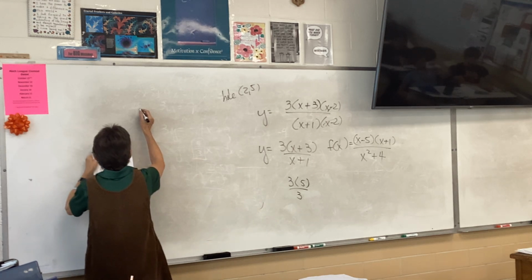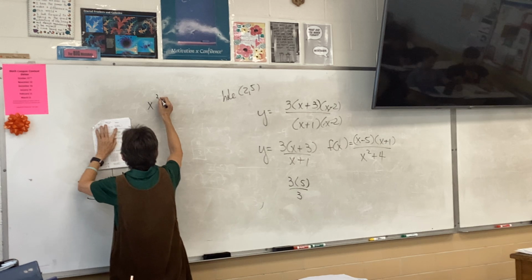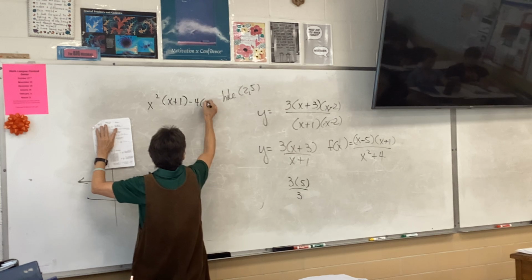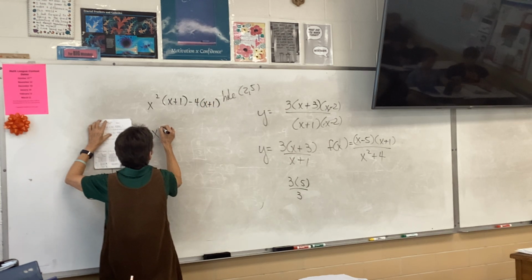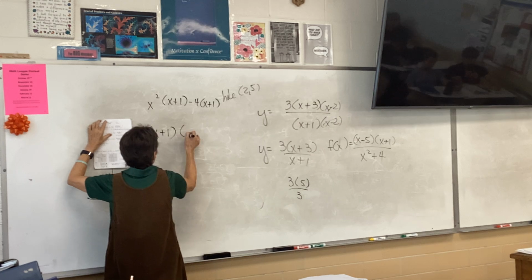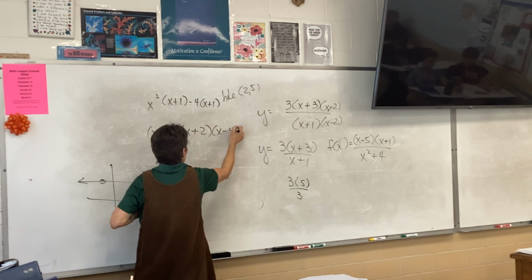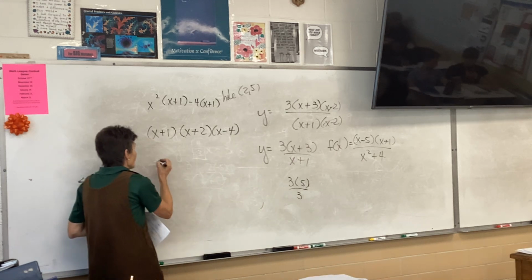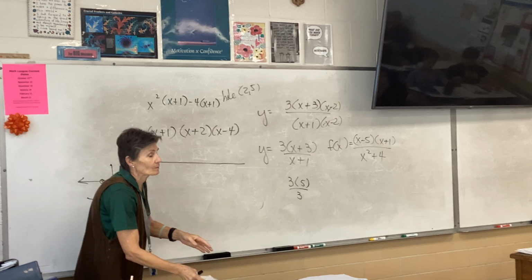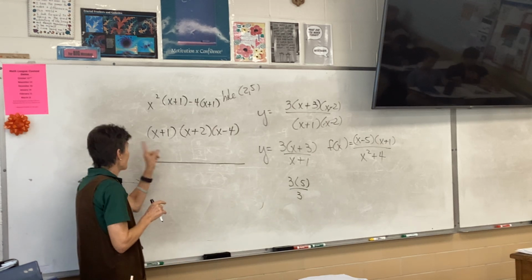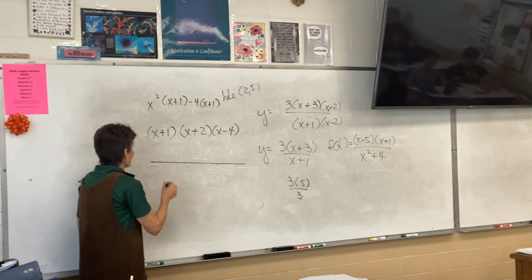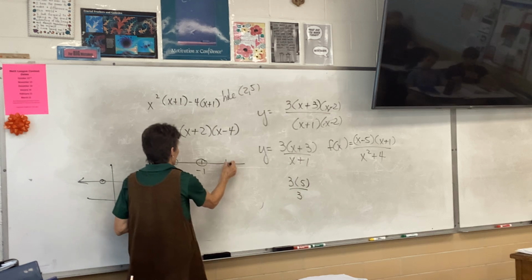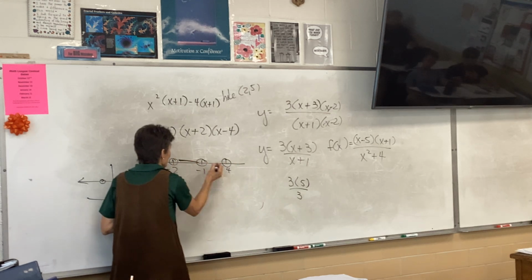So I'm gonna factor my denominator. So my denominator is x plus 1, x plus 2, x minus 4. Did that make sense to you? Did I do that too fast? Yes. Okay, so whatever x is, x can be anything except those guys right there. So x can't be negative 2, it can't be negative 1, and it can't be 4. So it can be everything else.